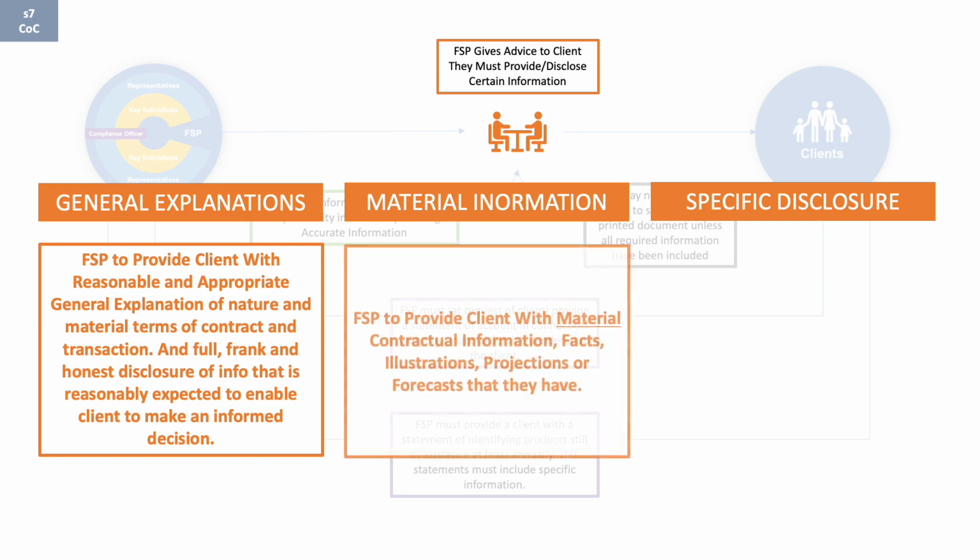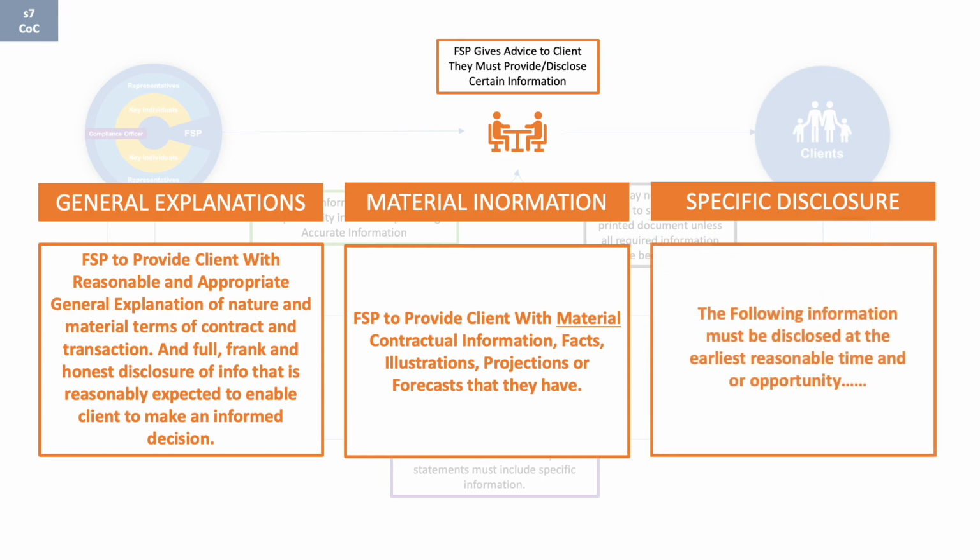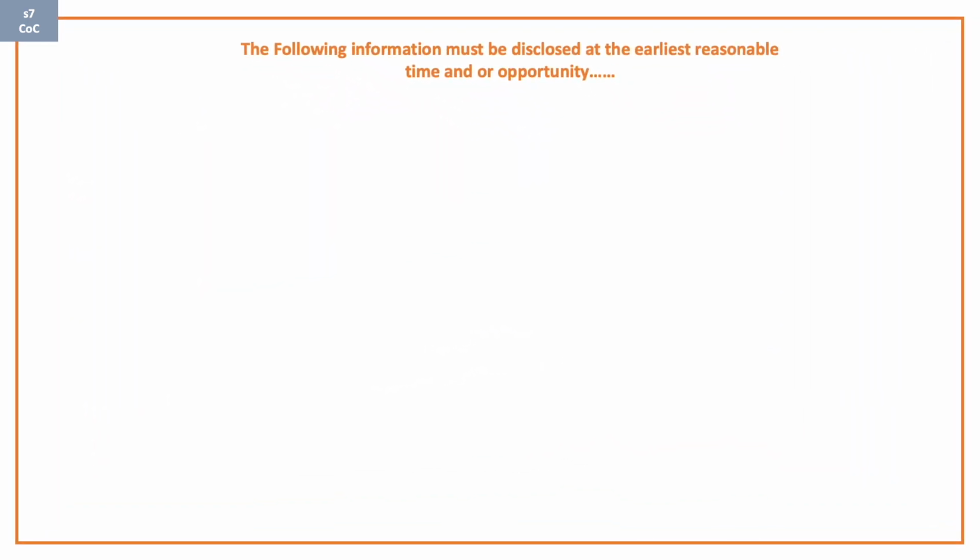In terms of material information, the FSP is to provide the client with material contractual information, facts, illustrations, projections, or forecasts that they have. In terms of specific disclosure, Section 7 of the Code of Conduct goes into detail as to what needs to be disclosed. Section 7, paragraph 1c states the following information must be disclosed at the earliest reasonable opportunity and time.